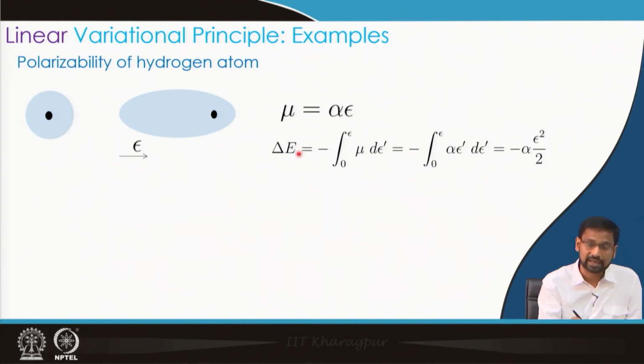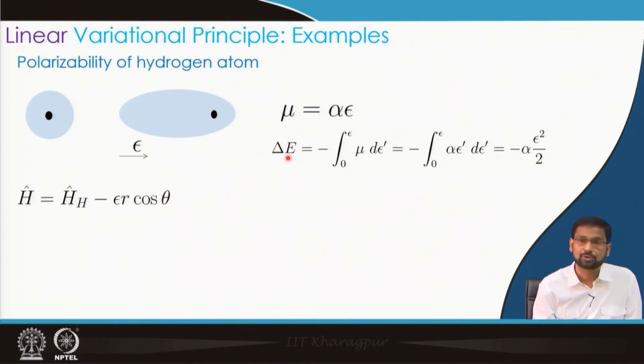So, since the energy change can now be expressed in terms of the polarizability and the electric field, I can determine the polarizability if I know how much the energy changes when I subject this hydrogen atom to an external electric field. So, that means the Hamiltonian of the system is going to change.